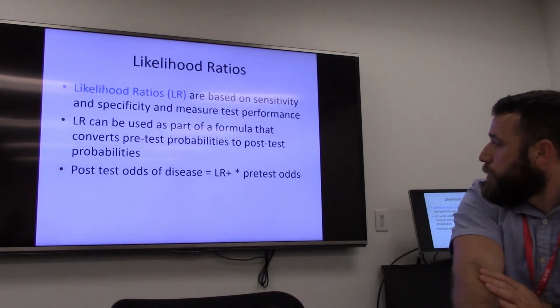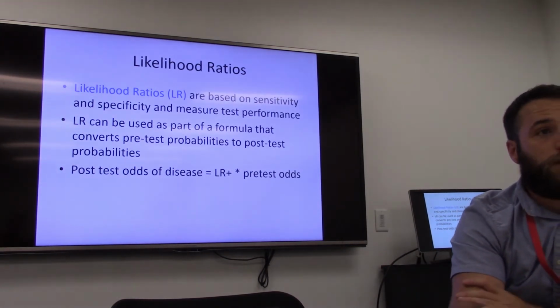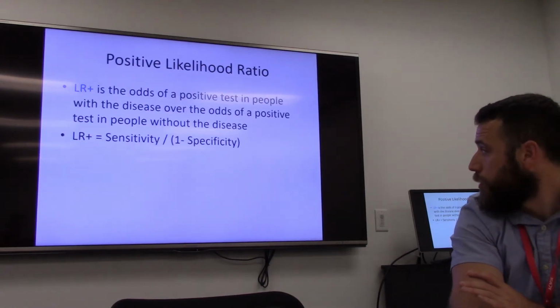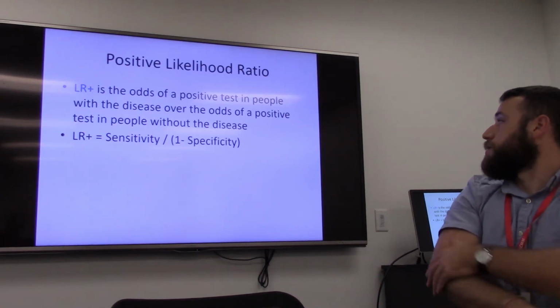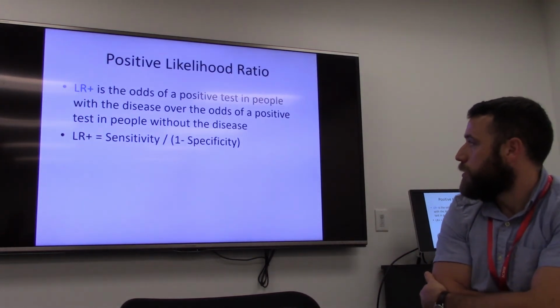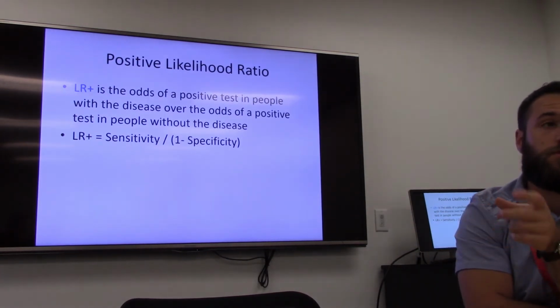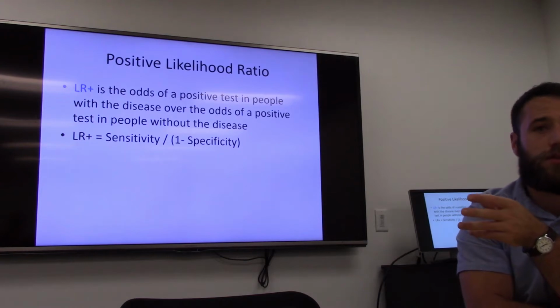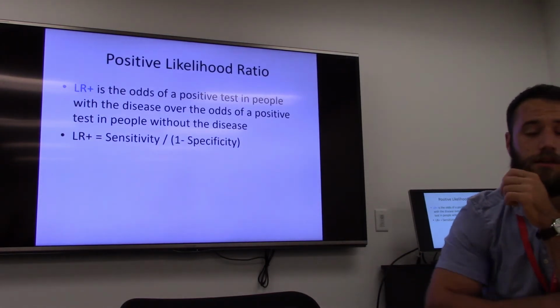So essentially, like we said, post-test probability is your pre-test probability times your likelihood ratio, or your positive likelihood ratio. So positive likelihood ratio is the odds of a positive test in people with the disease divided by the odds of a positive test in people without the disease. Another way of calculating it is sensitivity over 1 minus specificity. This is kind of your receiver operating characteristic for a specific test when you graph this out schematically.